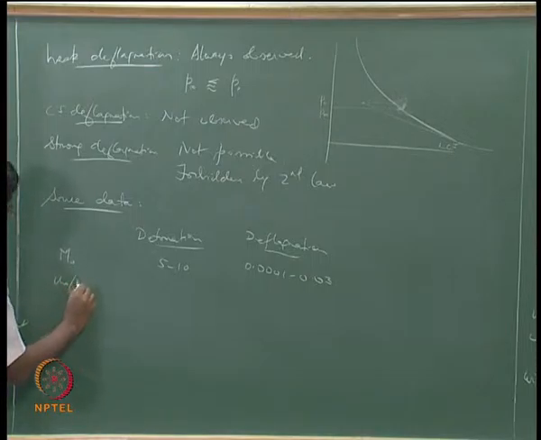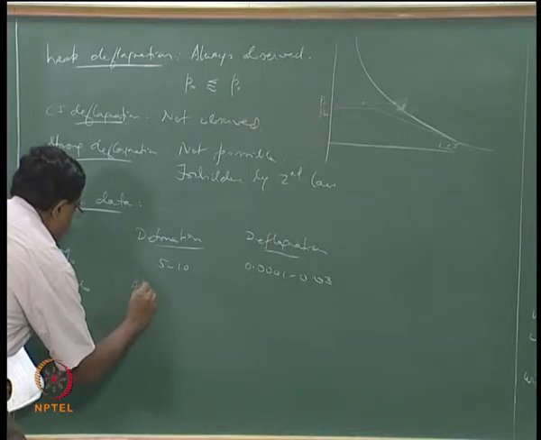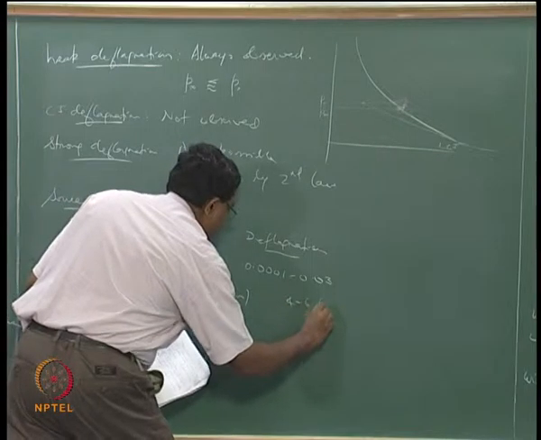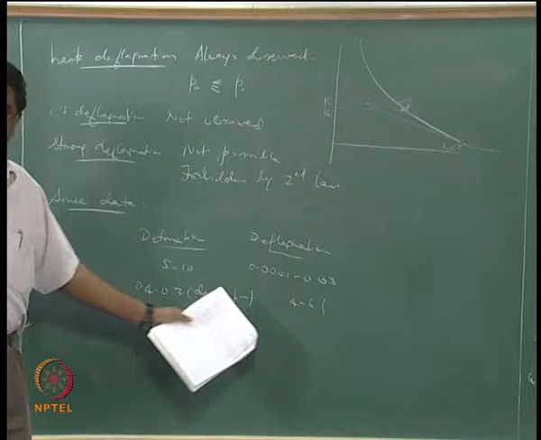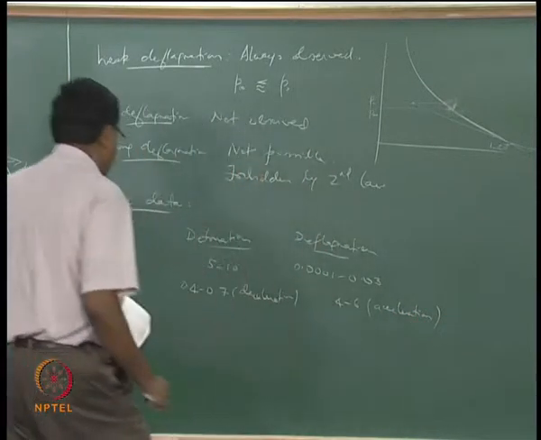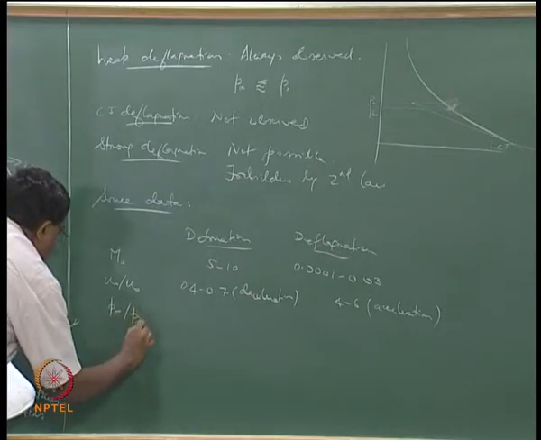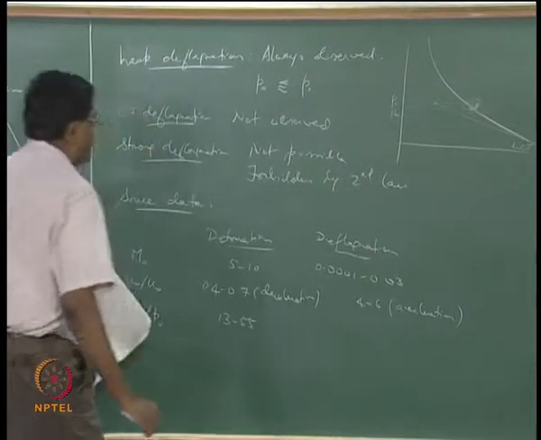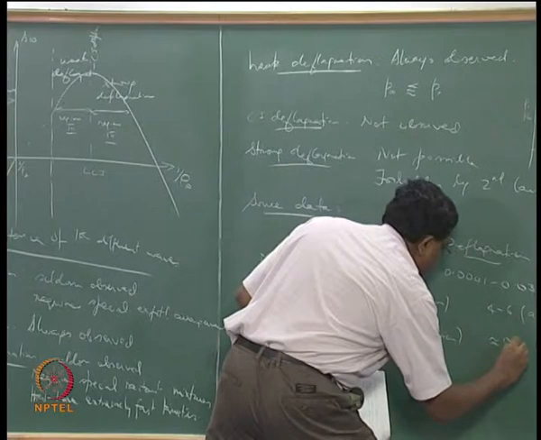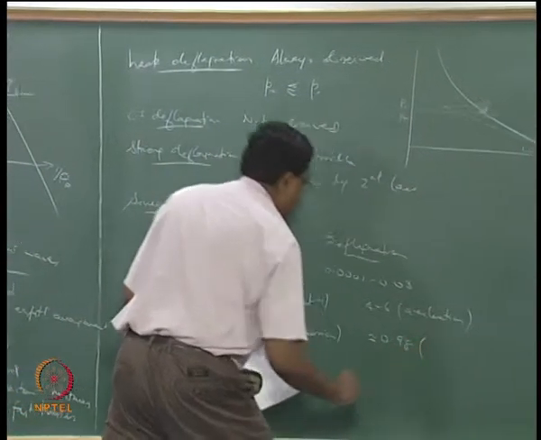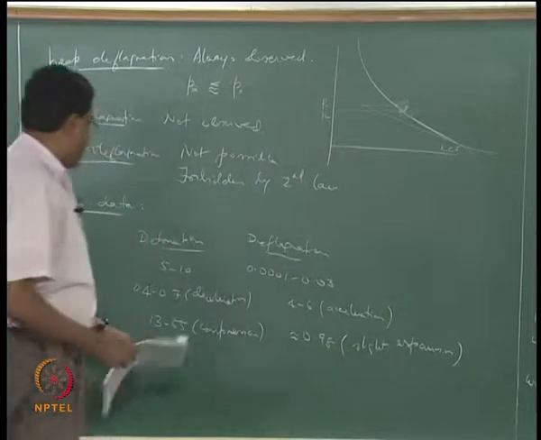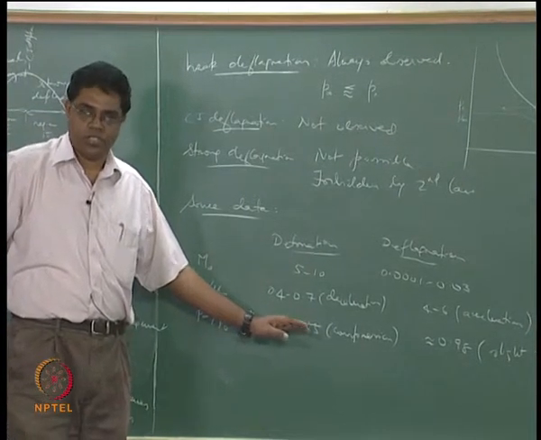U infinity over U naught, how does the deceleration or the acceleration happen? This is about 0.4 to 0.7 deceleration. Here it is about 4 to 6. You can work this out. If you assume constant pressure, you can work this out to be about 4 to 6 based on the temperature change. This is acceleration. P infinity over P naught, look at this number, 13 to 55 compression. This is about 0.98. There is about 98% pressure recovery there, so that is slight expansion. And this high pressure jump across the detonation wave is what causes all the damage in detonations.